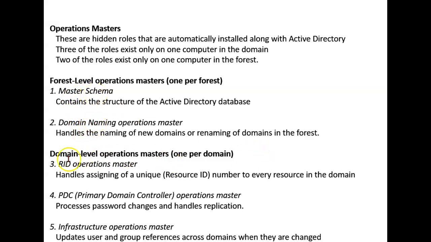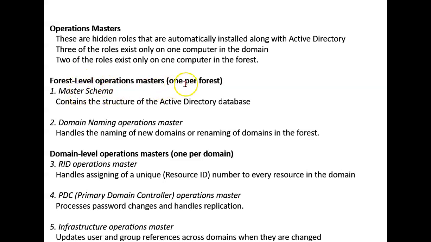And then at the domain level, that is to say 1 per domain, there are 3 others. If you have multiple domains in a forest, then you would have 1 of these for each domain in the forest. There's really no good way to demonstrate this except to just memorize it, and so it's important to at least know what they do for purposes of your MTA exam.